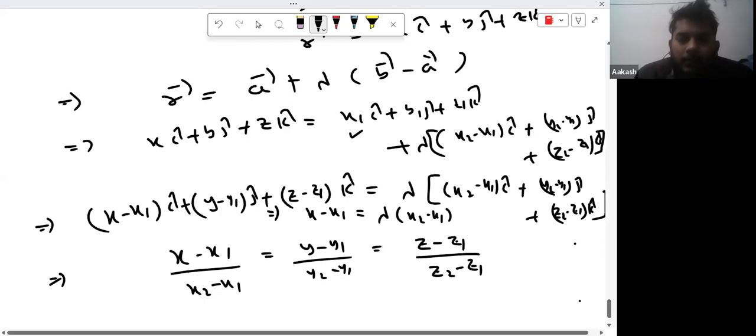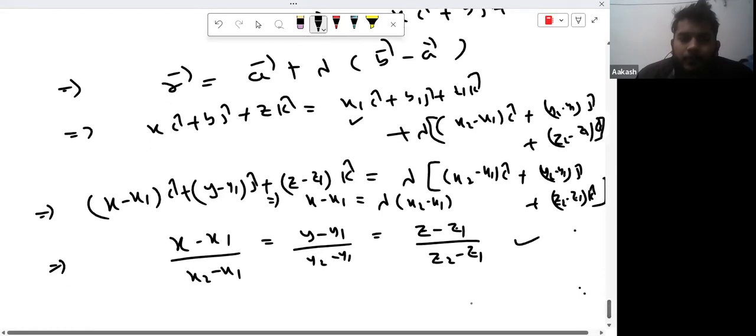Yes, sir. Here both the points are on the line. So if you ever get 2 points, then this is the formula to use. Note it down.